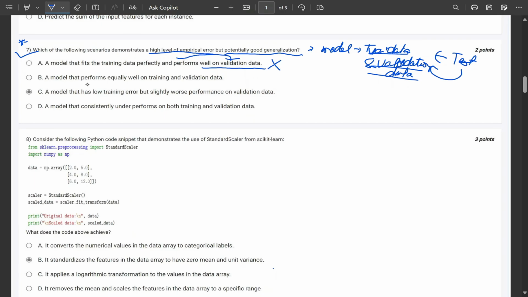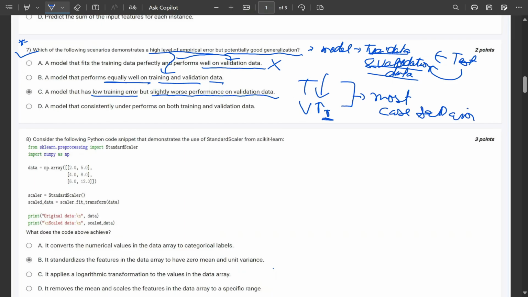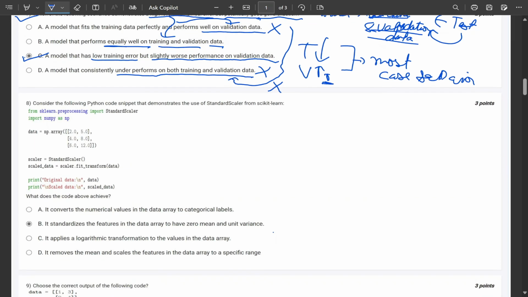So that's totally wrong. A model that performs equally well on training and validation data: if it is already performing well on both, then no empirical error again, because error will occur if it is not performing well, right? A model that has low training error but slightly worse performance on validation data. What is happening here is that your training data has very low error, but on your validation data it goes a little bit up compared to your training data. So it is normal that your validation data might have larger error compared to your training data, but it will not perform very badly when it comes to generalization on your test data. That's very important to understand. And the model that consistently underperforms on both training and validation data, we don't have good generalization in this case, right? Because it is performing badly on validation data also. So that's wrong. Now let's move on to question number 8.